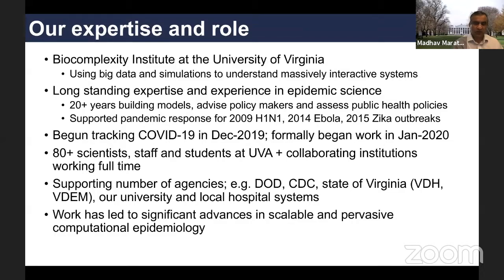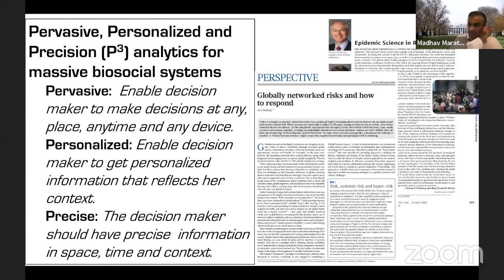And we also provide science-based evidence and analysis of policies for our universities and local hospital systems in the state. And as you'll see as we go along, this has led to substantial advances in this particular topic of computational epidemiology. So what we would like to do in the long run is what I call P-cubed analytics, basically. And this applies not just to epidemiology, but massive biosocial systems.